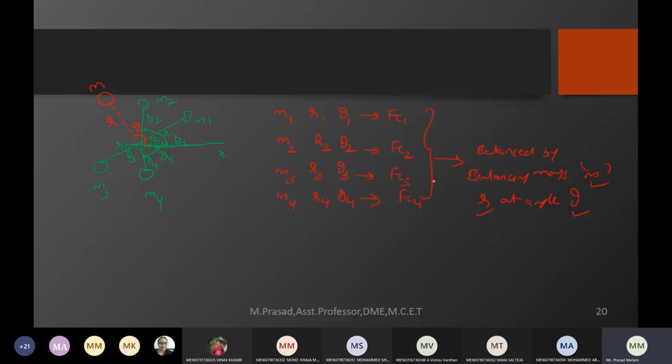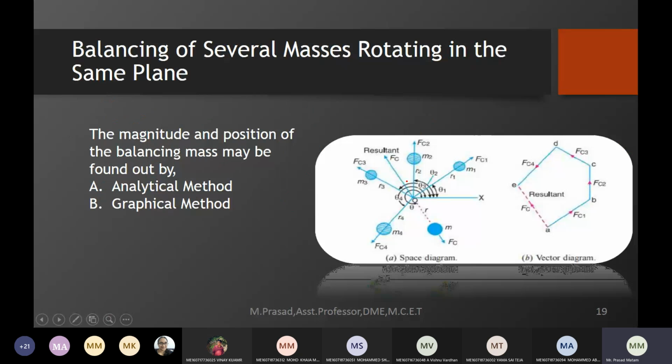This I can solve by the analytical method. Already I have shown how to solve by the analytical method: resolving the forces horizontally and vertically and getting the angle theta. Now let us discuss the same with the help of the graphical method. Let me go to the previous slide. Now you can see here, this is your mass M1 making an angle theta 1. Similarly, this is mass M2 making an angle theta 2.